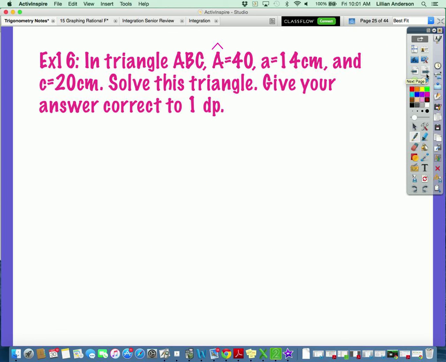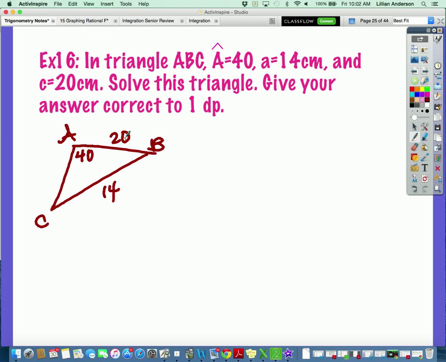In a triangle ABC, that's not on your paper, so you gotta draw it on the board. It doesn't matter where you put A, B, and C, it only matters where the angles go. Angle A is 40, side a is 14, which is located across. Lowercase c is 20, so that's across from C. Solve this triangle, give your answer correct to one decimal place. Now, this is a side-side-angle where you have to check for the ambiguous case.